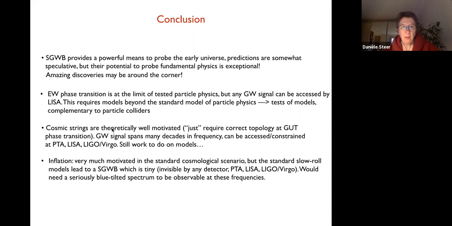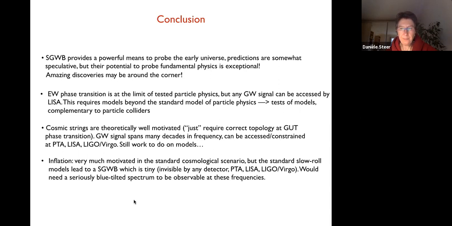Cosmic strings, I think, are theoretically well motivated. They're basically the analog of physical phenomena that occur at many different energy scales. Their signal spans many decades in frequency, and they can be accessed and constrained by many different experiments. But unfortunately, there's still theoretical work to do on modeling cosmic strings, because we don't understand the loop distribution 100% yet.